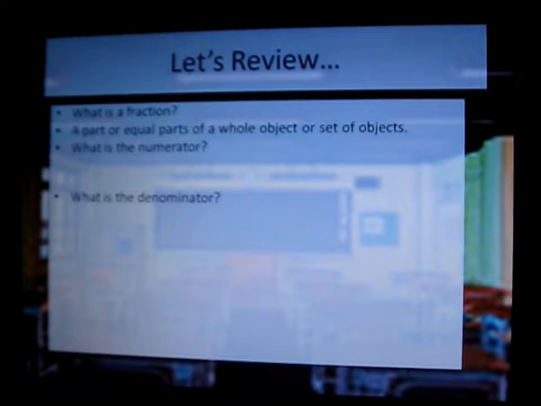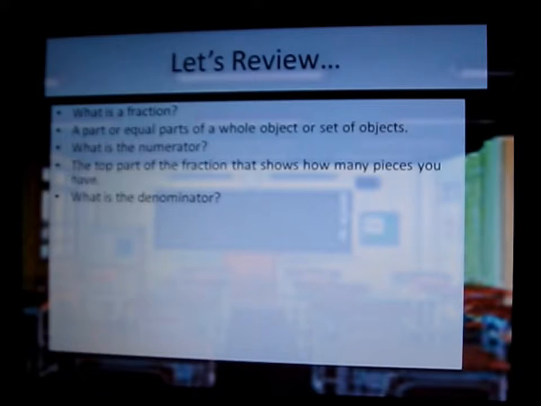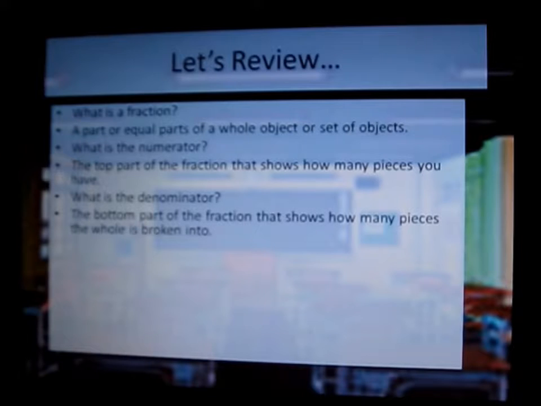First, let's review. What is a fraction? A part or equal parts of a whole object or set of objects. What is a numerator? The top part of a fraction that shows how many pieces you have. What is the denominator? The bottom part of the fraction that shows how many pieces the whole is broken into.